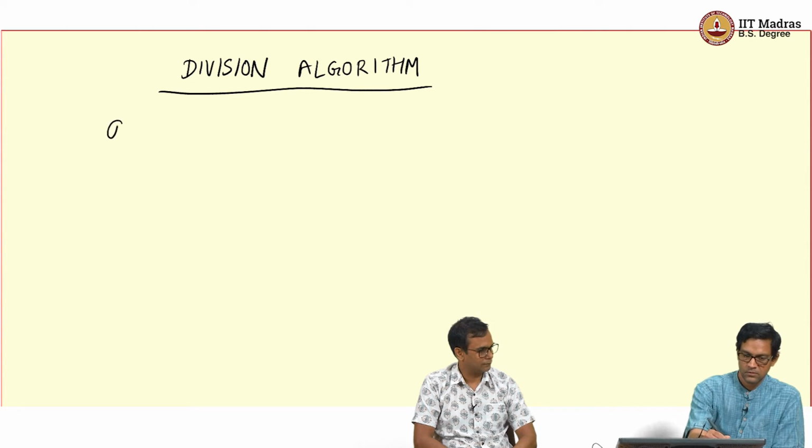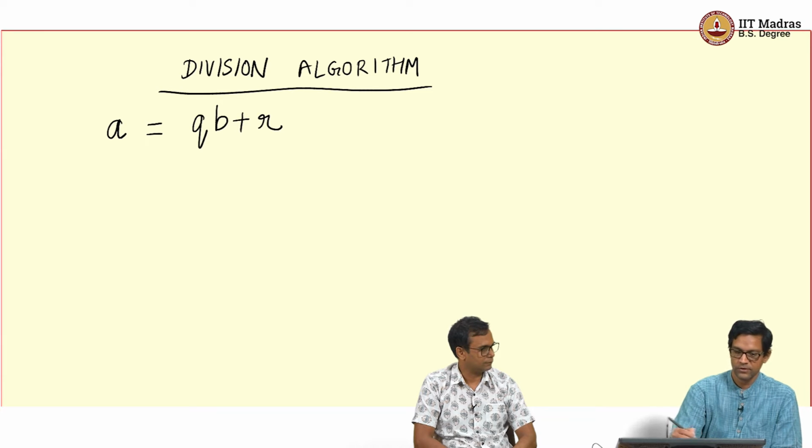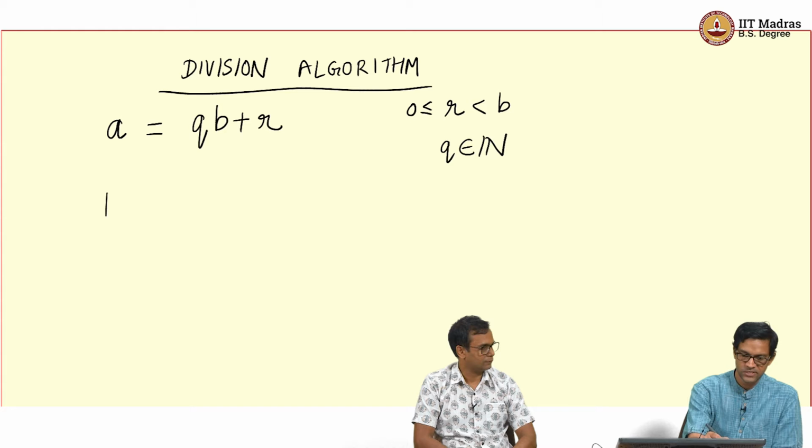So, if I have, say, A and B as two numbers, then the division algorithm says you can find unique Q and R such that R is a number between 0 and B, Q is some natural number, and A can be written in this form. So, let us just think of it with an example. Let us just look at what this does.